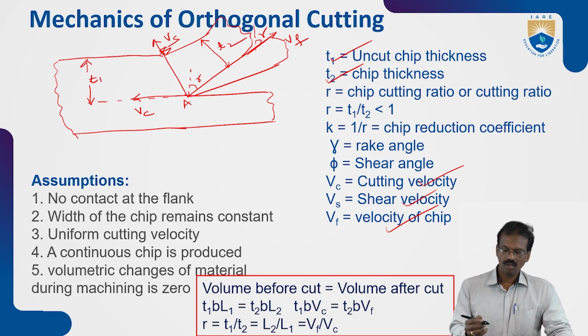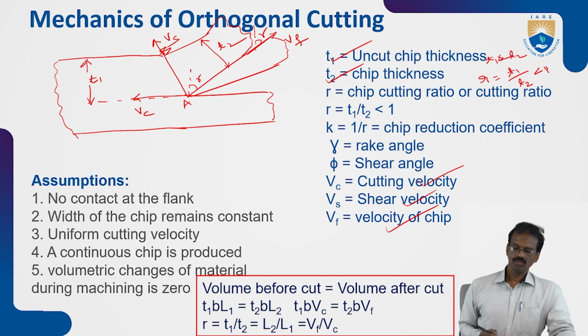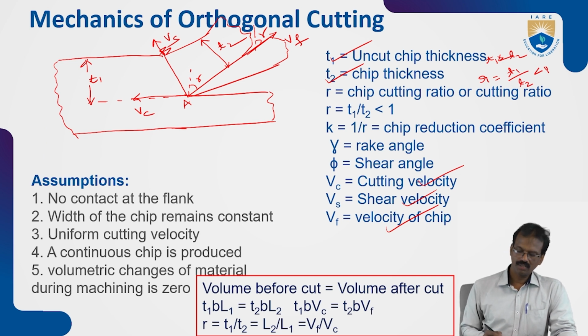Then r is the ratio of uncut chip thickness to chip thickness, T1 by T2. It is always less than 1 because after cutting the thickness of the chip will increase. So T1 is always less than T2, and T1 by T2 is less than 1. We can see 1 by r is nothing but the chip reduction coefficient.